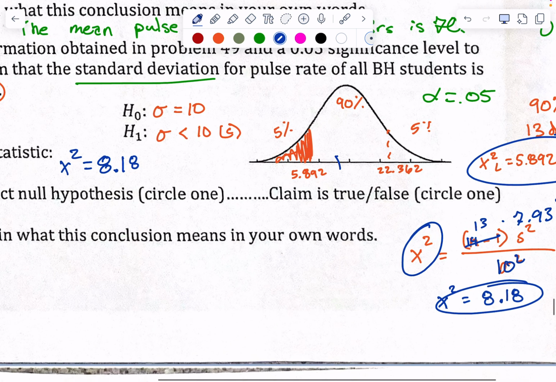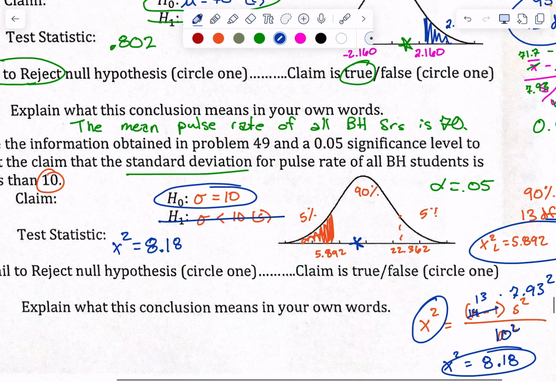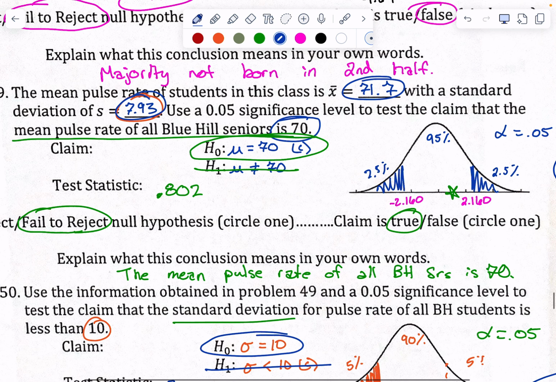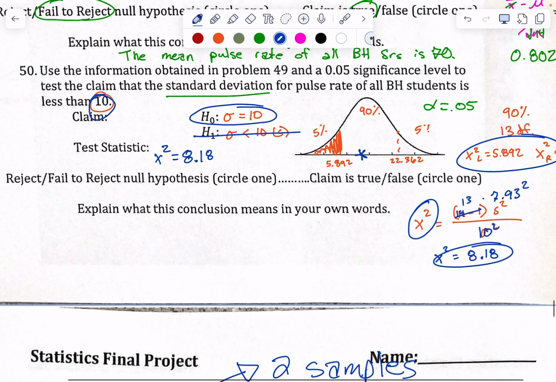Where does it live? In the middle. So that means we fail to reject. The claim is false. That means that 7.93 is close enough to 10 to say that 10 is about my standard deviation, right? I don't think 7.93 is very close to 10. But the standard deviation of 7, though. Yeah. Well, I don't know. So we fail to reject again, and the claim is false.